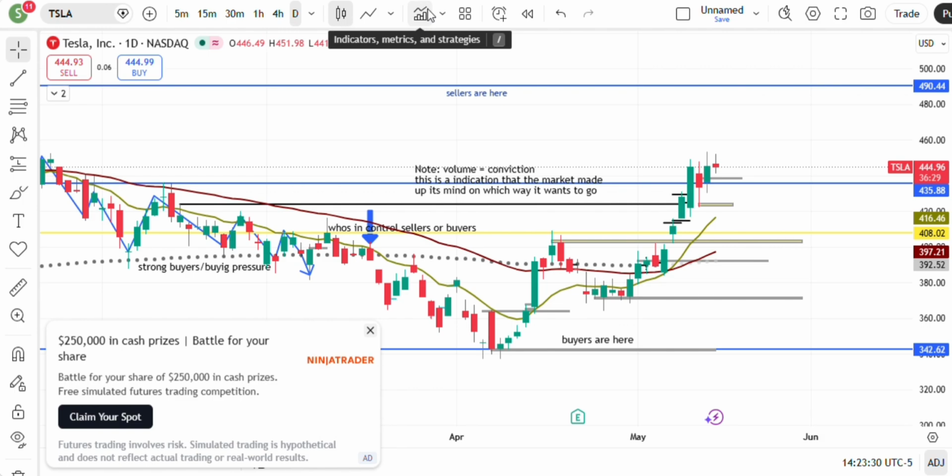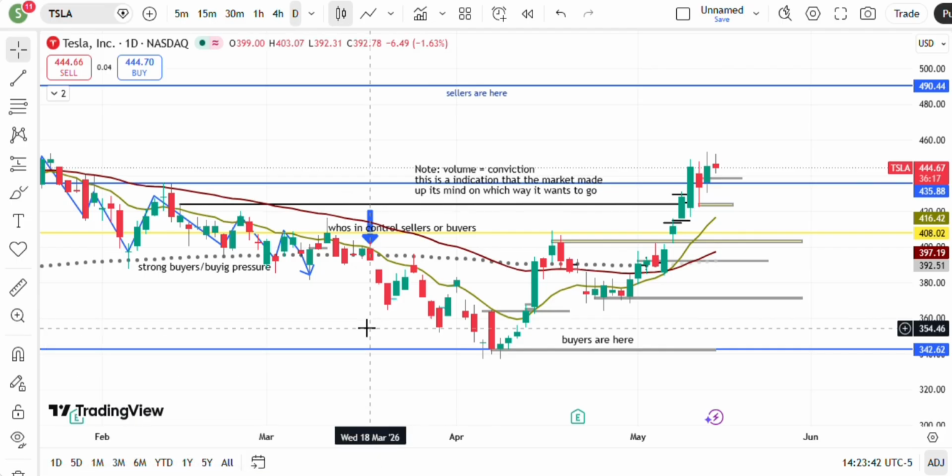So, this is how I manage to make consistent profit with Tesla. Okay, so now we're live on the charts and we've got the 1 day pulled up. The 1 day will give us an overall outlook of what's going on in the market.